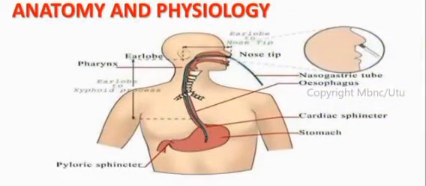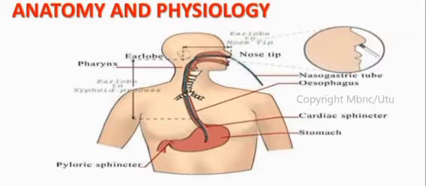Principle of anatomy and physiology. The anatomy principle is the route of insertion of the NG tube, from the anatomical structure of the nose to the stomach. When we are inserting the tube, the route of the NG tube starts from the nose, goes to the pharynx, then the esophagus and stomach.